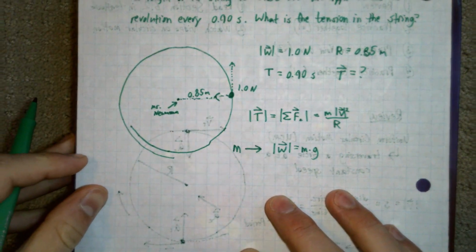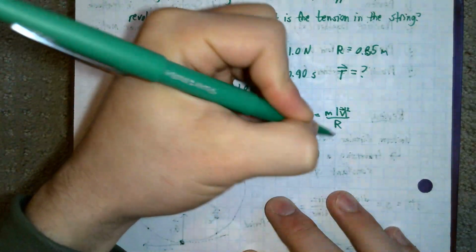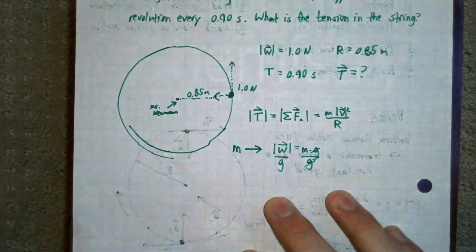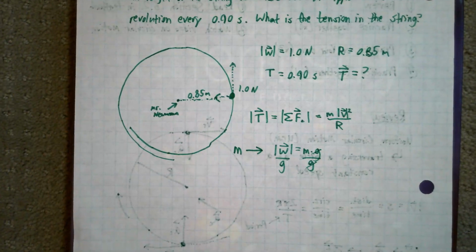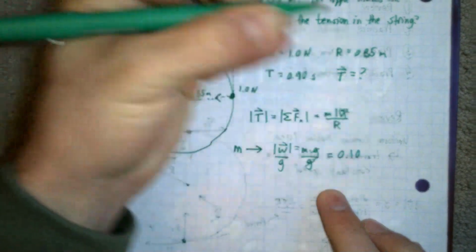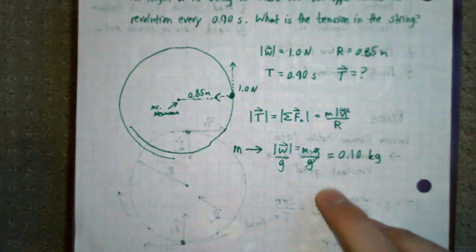So if we divide by gravity on both sides, we see that we can find the mass. We just need to take the weight of our object, which is 1.0 newtons, and divide by 9.8 meters per second squared, or 9.8 newtons per kilogram. So 1 divided by 9.8 is 0.10 kilograms. There's our mass, so we now have our mass.